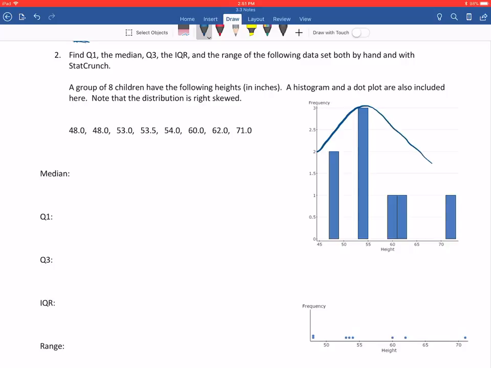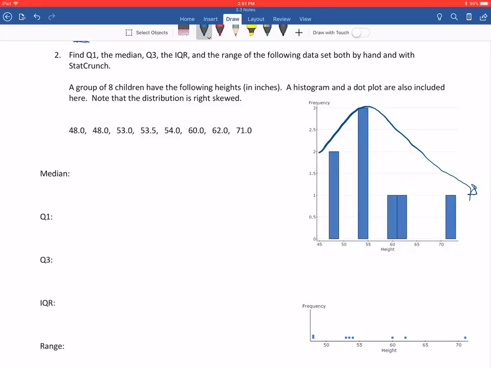The reason why the histogram is helpful here is because we can see how this data does look a bit right skewed. It's got a bit of a tail off to the right. So median and IQR would be a better choice to talk about the center and the spread of this particular data.